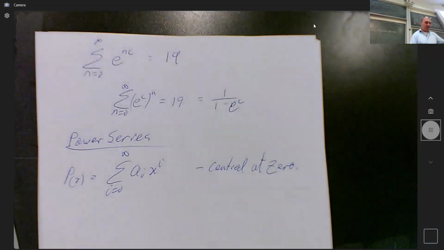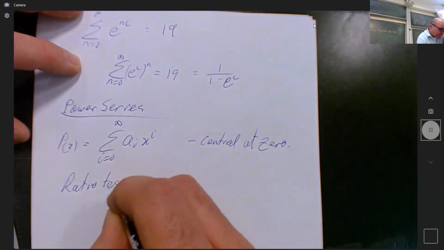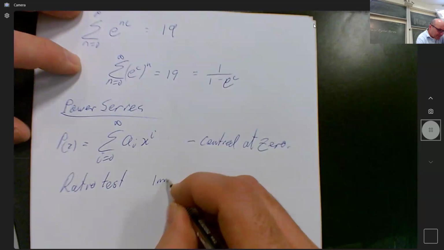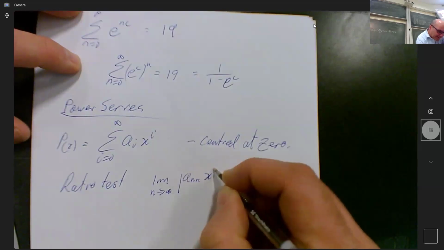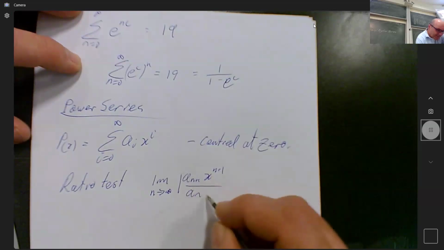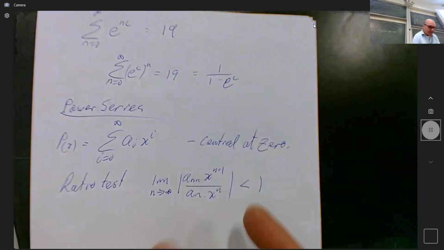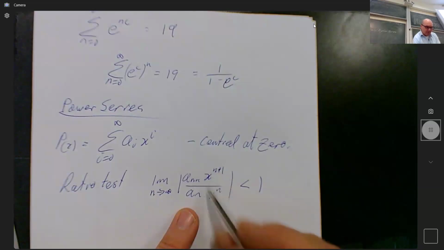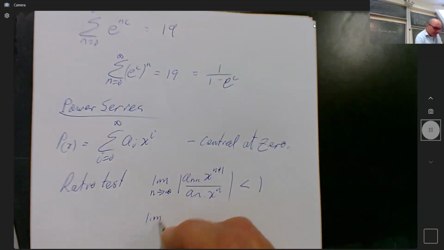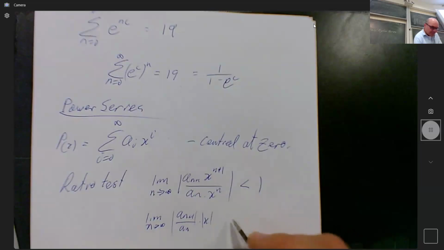If we're going to do this, my ratio test is going to be the limit as n goes to infinity of a_(n+1) x^(n+1) over a_n x^n, and I want that to be less than 1. But just by looking at what's going to happen here, I know that most of that x is going to cancel out. I'm going to have the limit as n goes to infinity of a_(n+1) over a_n, times x. I'm going to break those up, and I want that less than 1.